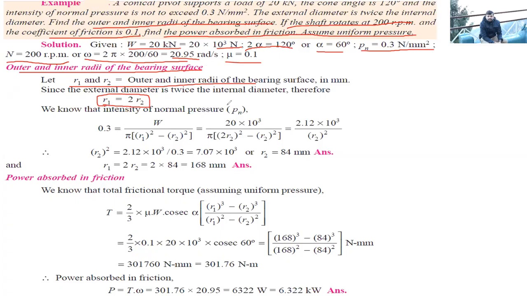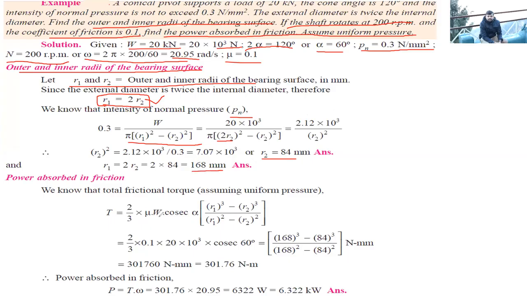So the equation for Pn can be written. This Pn pressure is nothing but load upon area, and this area would be pi times R1 square minus R2 square, right? So W we can calculate. R1 and R2 are not known to us, but the relation between them is known, so instead of R1, we will write 2R2 and solve it. And we get that R2 is equal to 84 millimeters. And we know the relation between R1 and R2, so R1 comes out to be 168 mm.